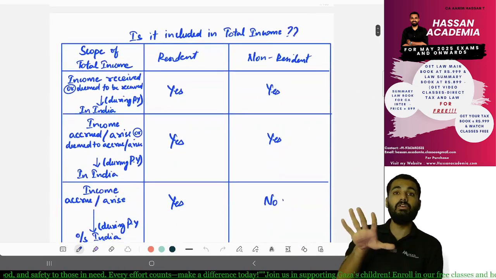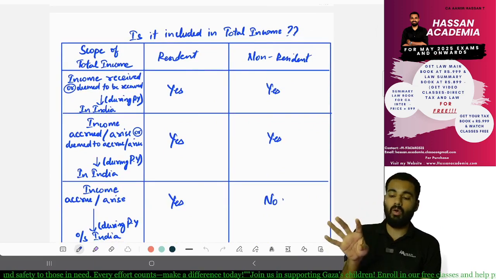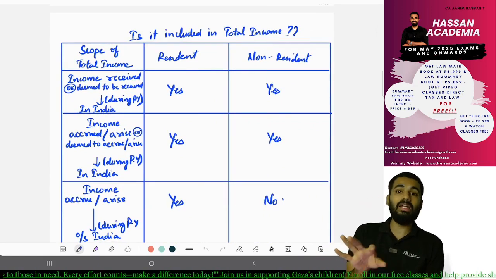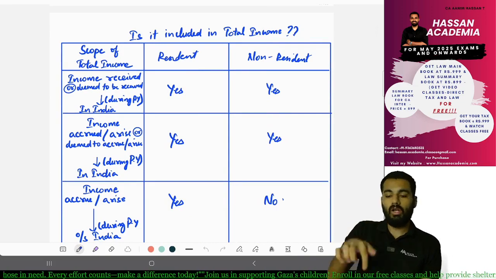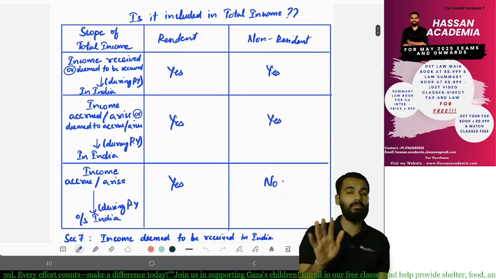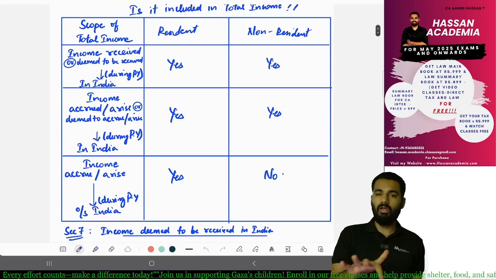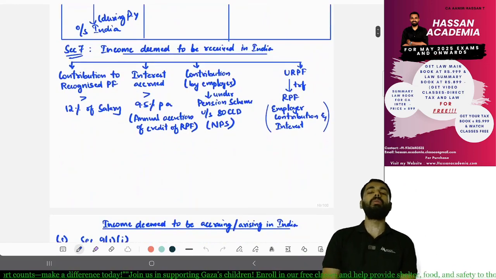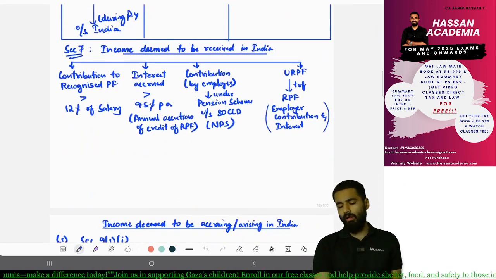Same for persons other than individual and HUF, there is no ROR or RNOR. It is only resident and non-resident. The only difference is that for a resident, consider it as ROR, whatever we saw in ROR. For a non-resident, the above applies as for non-resident. Same, yes or no? Yes. Next, what is income deemed to be received in India?